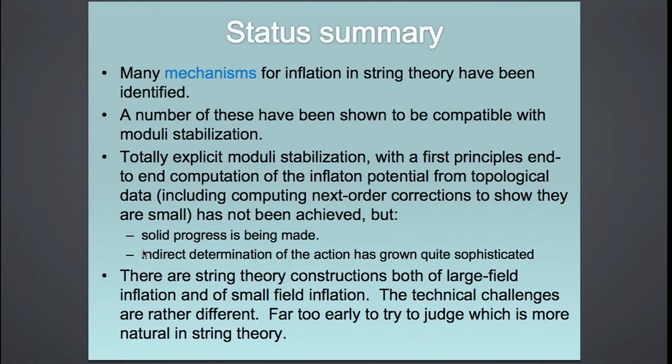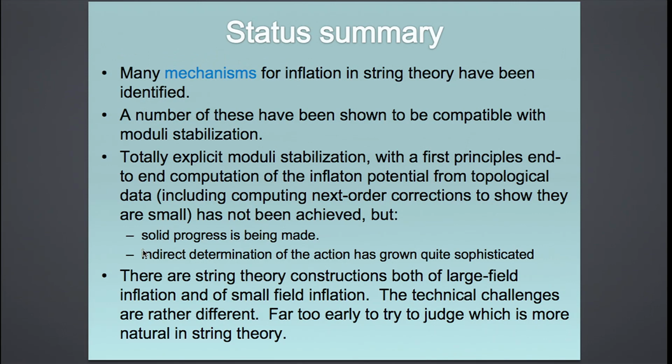So where does this bring us in terms of a status summary? What we have now, as Eva very clearly explained, is a lot of mechanisms for inflation in string theory. And I would like to sharply distinguish a mechanism for inflation in string theory from a concrete explicit model of inflation in string theory. So what is a mechanism? It's some scheme wherein you can identify a field or a set of fields and some terms in the potential, and an evolutionary process whereby those terms drive an inflationary phase, and they're plausibly not affected by couplings to other sectors that you don't know very much about. That's a mechanism, and we've got a lot of these.